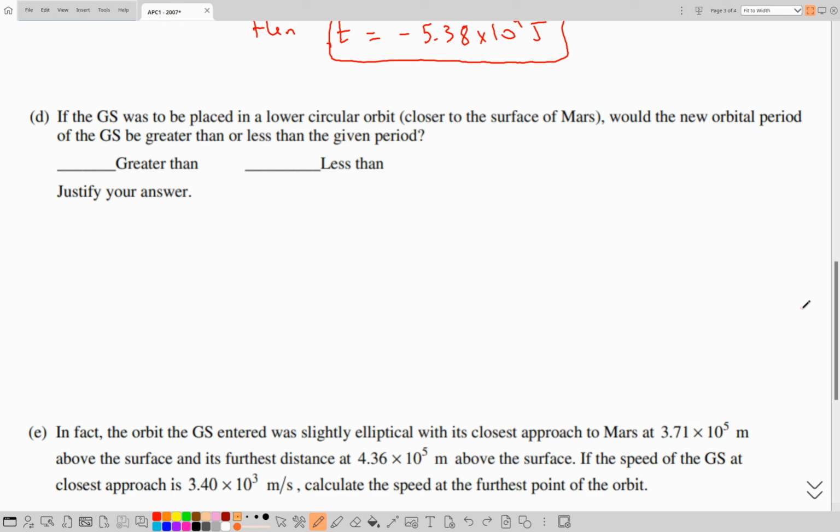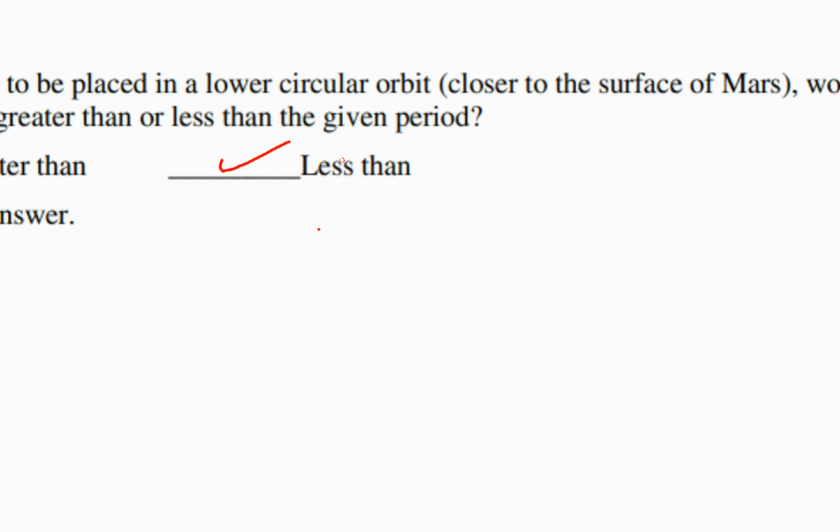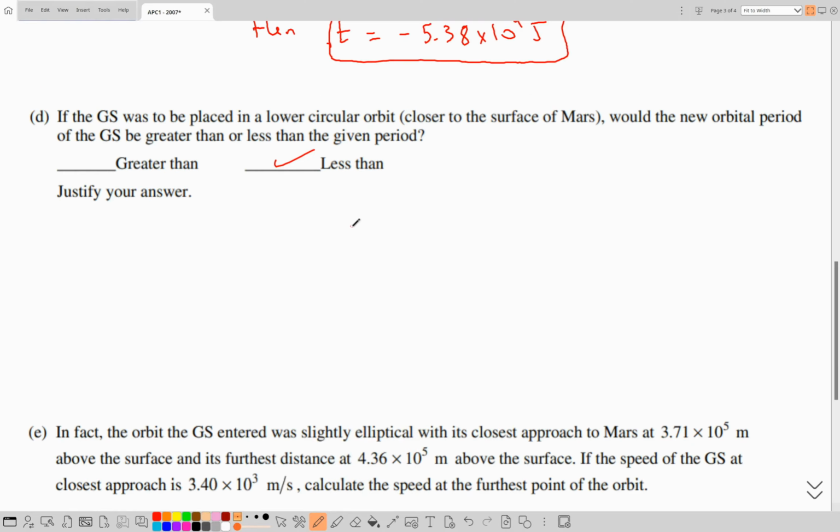Now in part D, they're telling us if the GS was to be placed in a lower circular orbit, closer to the surface of Mars, would the new orbital period of the GS be greater than or less than the given period? I would directly tell you that it's less than, and this can be directly indicated from Kepler's law, because we know that for Kepler's law, the period squared is proportional to r cubed. So when r decreases, the period would decrease.